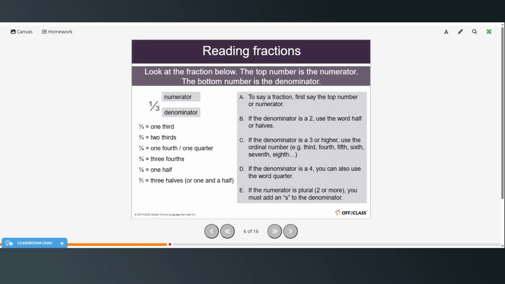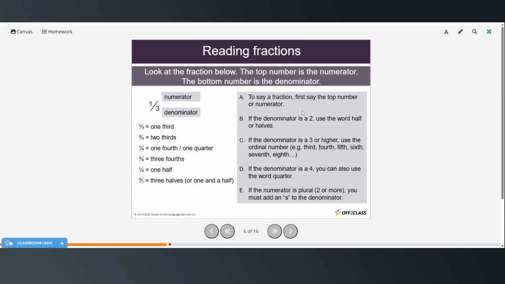All right, so we'll look at the fraction below. The top number is the numerator. The bottom number is the denominator. And here are some fractions: 1/3, 2/3, 1/4, 3/4, 1/2, 3/2, or 1 1/2.